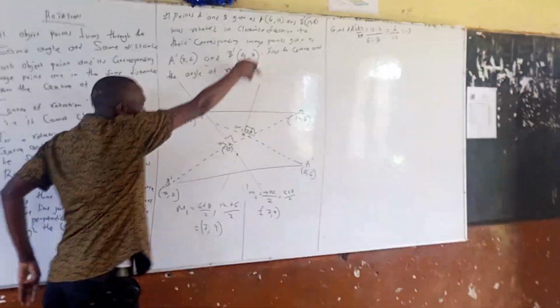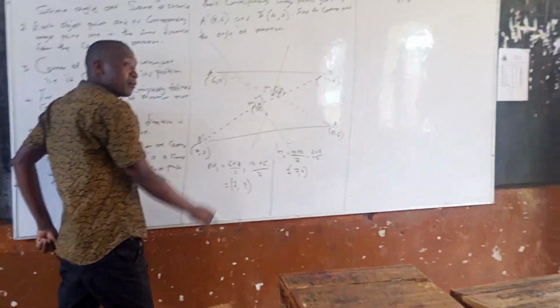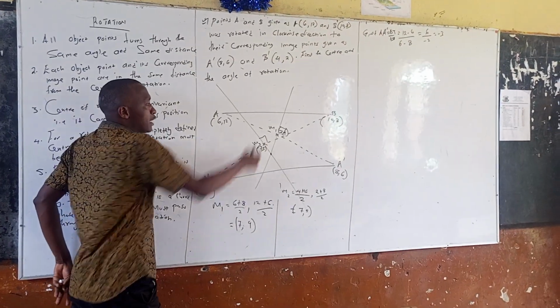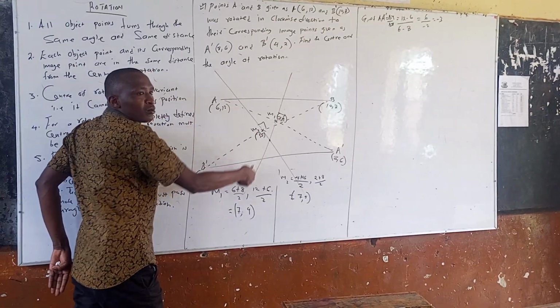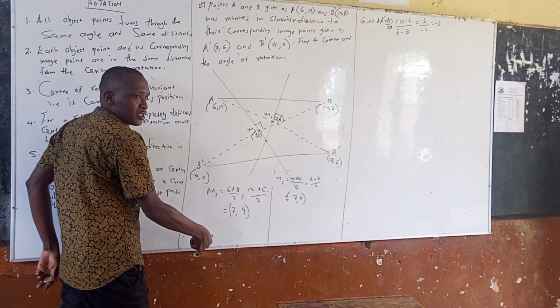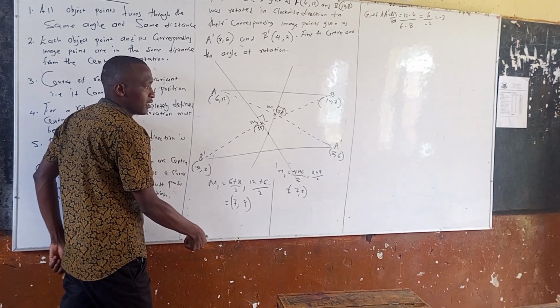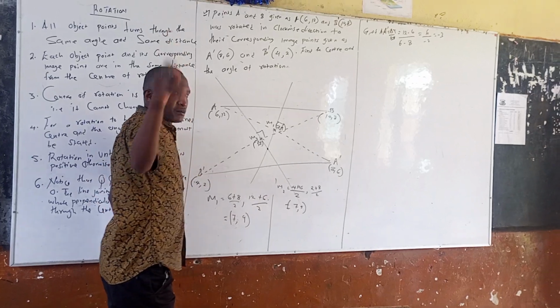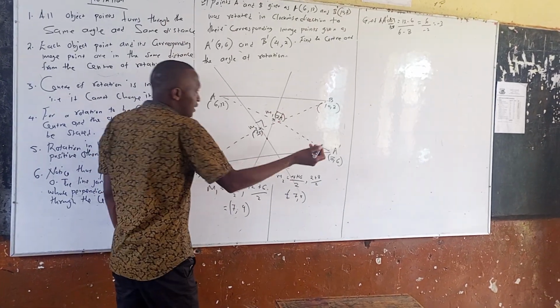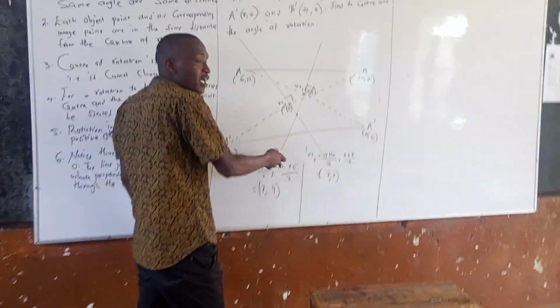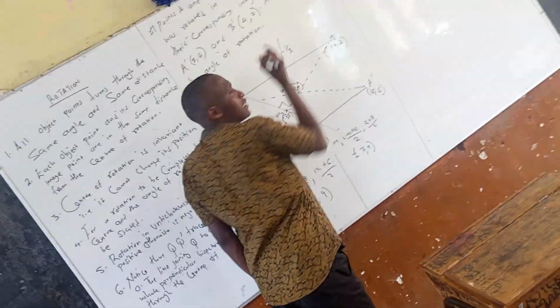So for me to know the gradient of this line, the perpendicular bisector, using M1 M2 equals negative 1, then it will mean the gradient of this line will be 1 over 3. Is it? It will be 1 over 3, because M1 M2 must be negative 1 since the two lines are perpendicular. So I have known that this perpendicular bisector of A image has a gradient of 1 over 3.